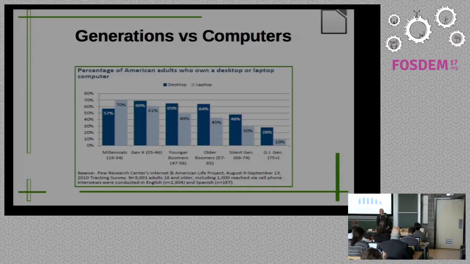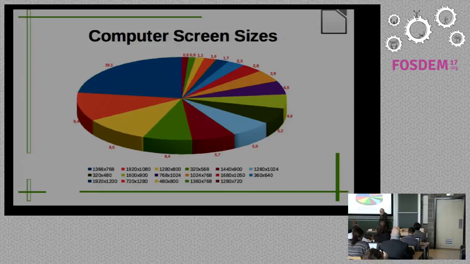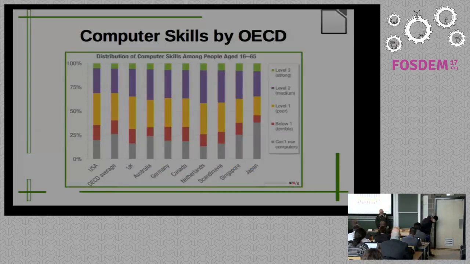And if you look at screen sizes, this is amazing. These are the top 20 screen sizes, and you see that no one is having a real advantage. So the 1366 by 768, which is wide, is 19.1%, but then you see all the others have tiny percentages, so that we cannot count on a single screen size.